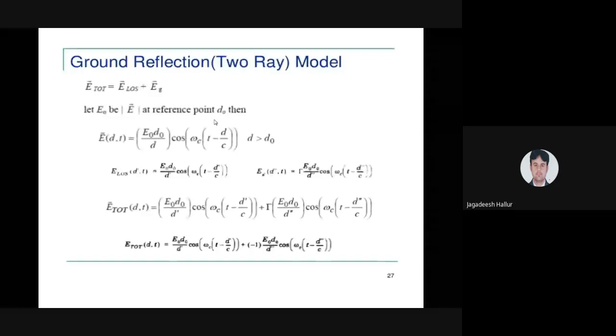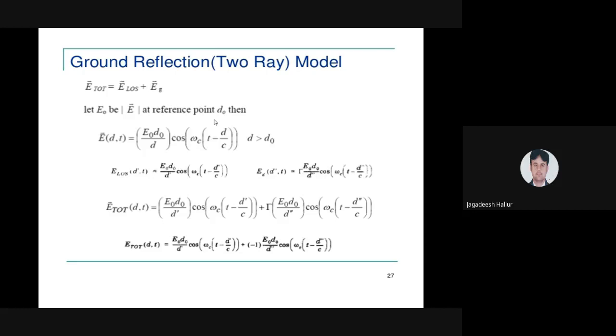What is your main equation? E of D comma T is equal to E naught D naught divided by D cos omega C into T minus D divided by C. This is the main equation. Using this main equation, you have to remodify it into two waves with respect to the distance D dash, that is the direct line of sight, and D double dash with respect to the ground reflected wave.